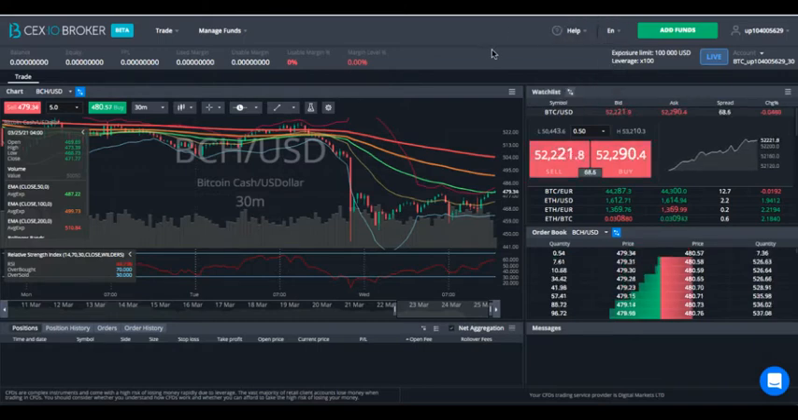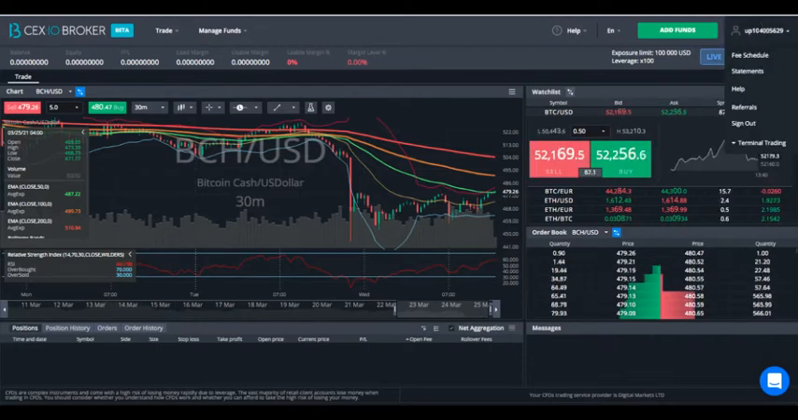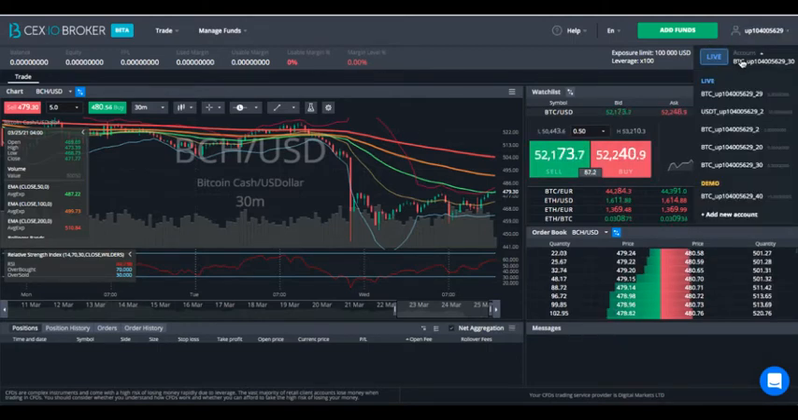And so the first thing that you want to do obviously is create an account and decide how much leverage you want to use. To do that, you just have to move over to the right, and over here you'll have your options to add an account. We'll go down to where it says add new account.